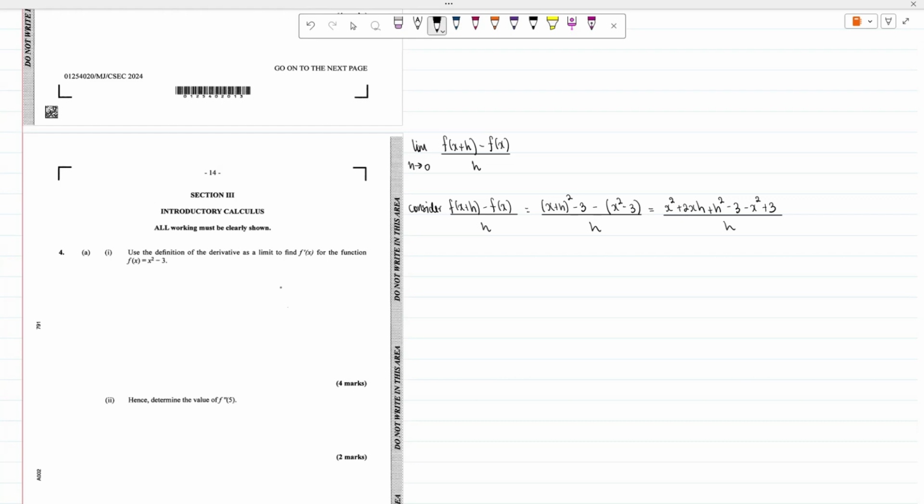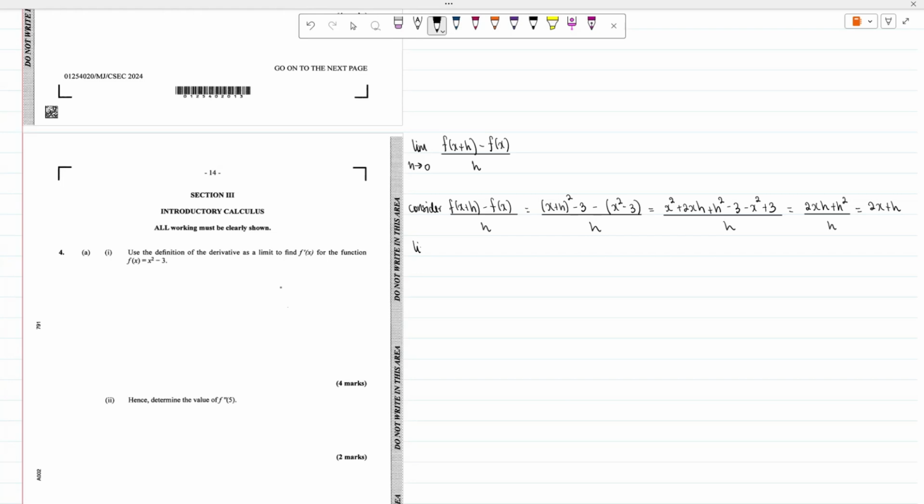Right, we're taking a page out of functions here. The x squared and the x squared cancels. Minus 3 and the 3 cancels. I remain with 2xh plus h squared all over h. Cancel the h in the denominator with each h on top, and I'll get 2x plus h.